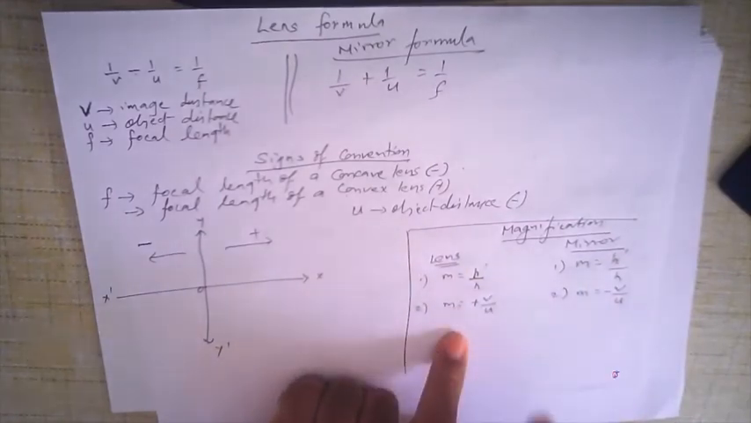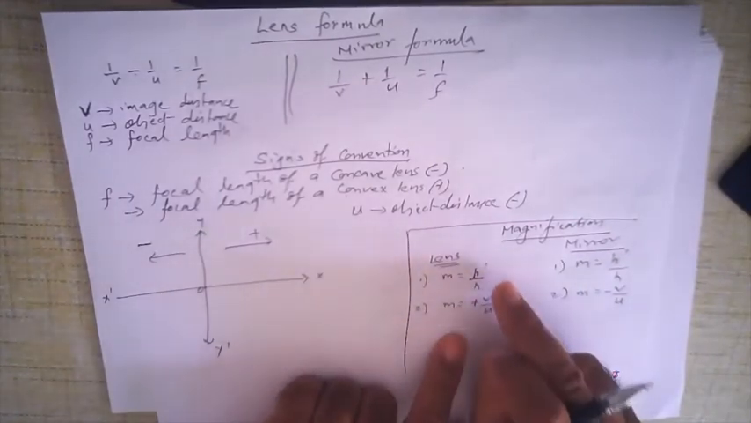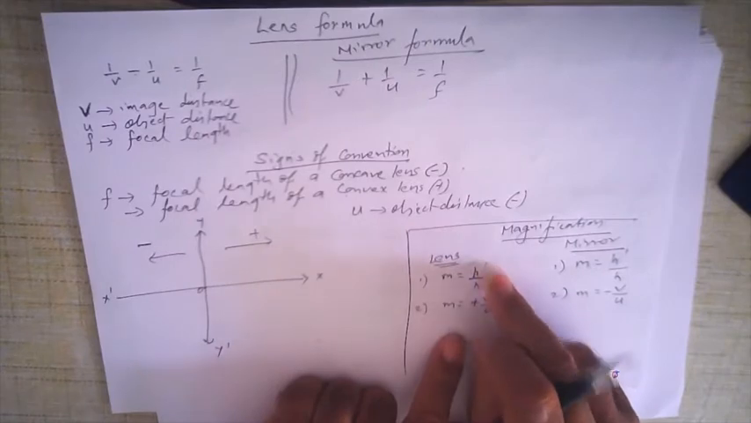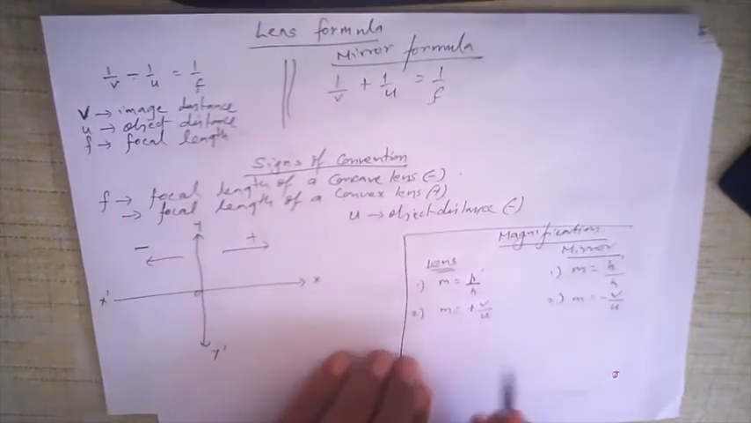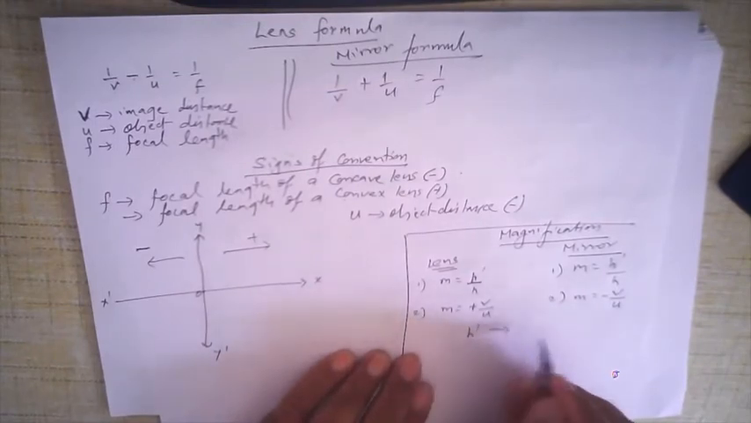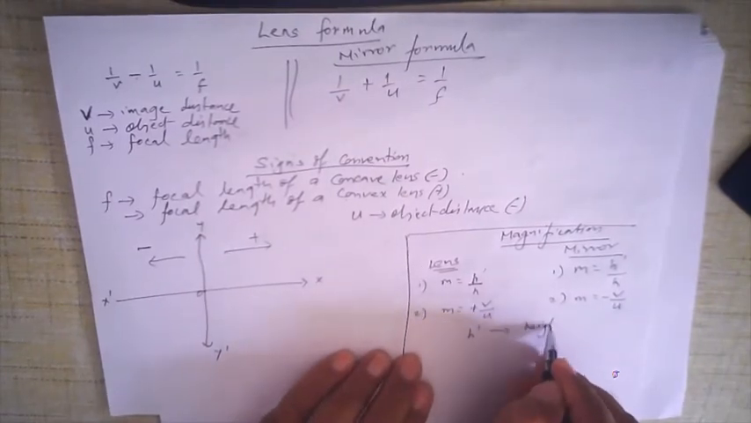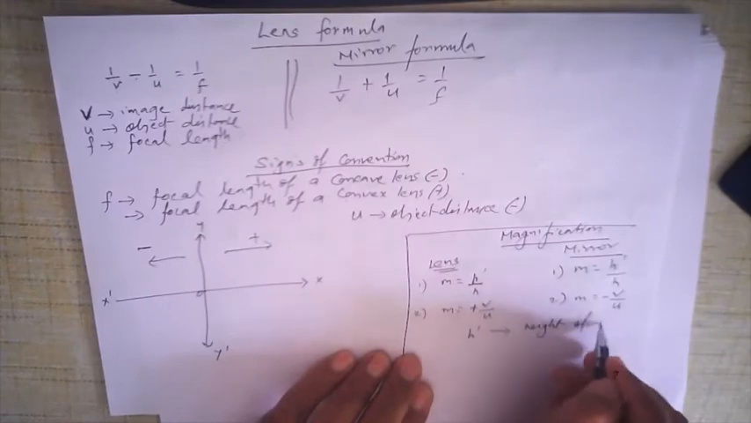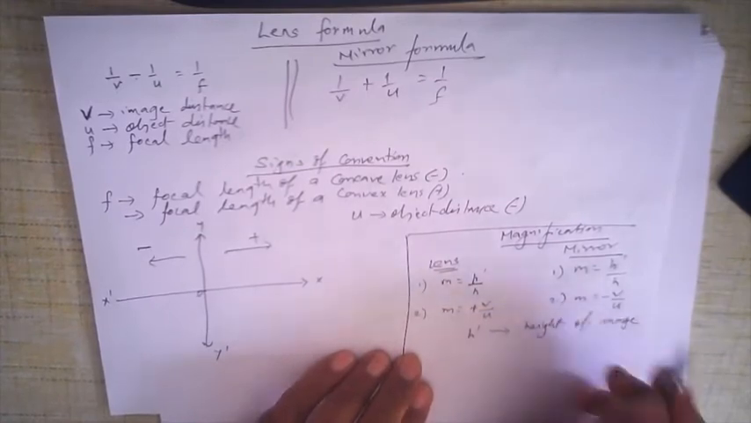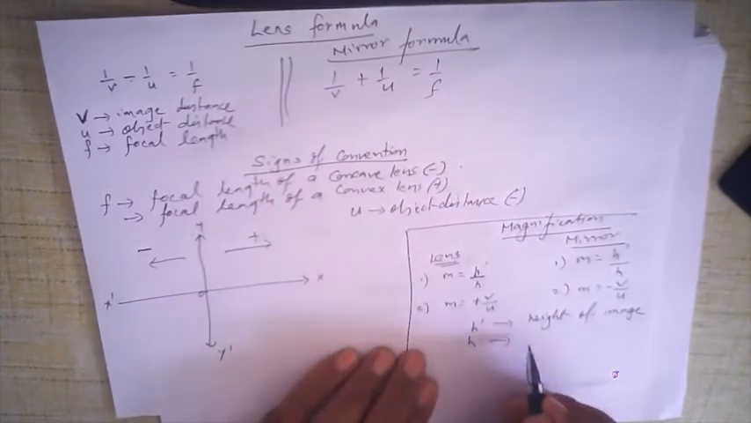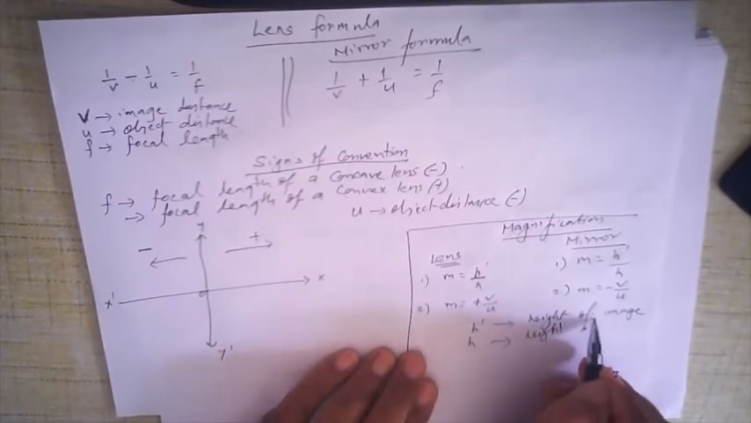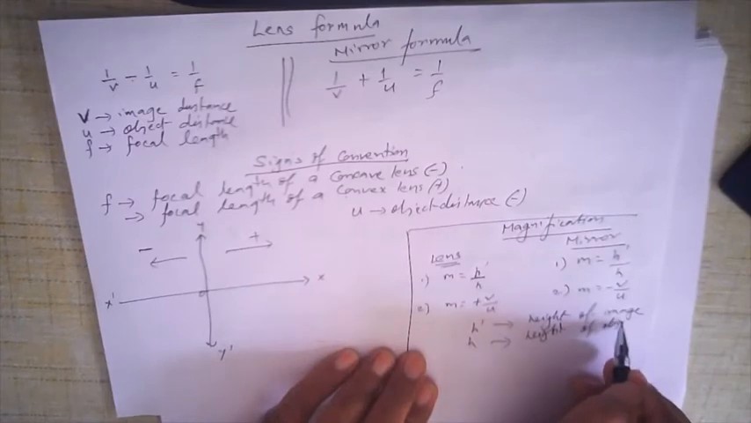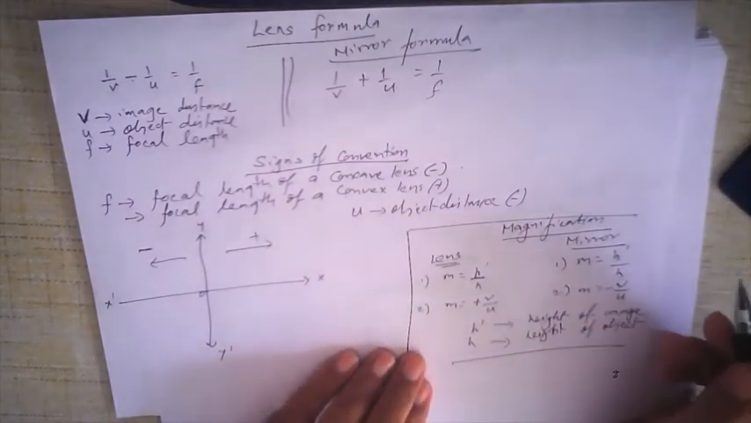Magnification can be defined as the ratio of the height of the image to the height of the object. Here, h' is the height of the image, and h is the height of the object. The ratio of these two is called magnification.